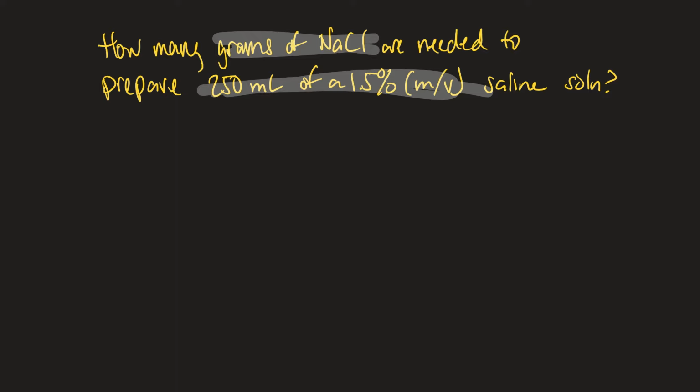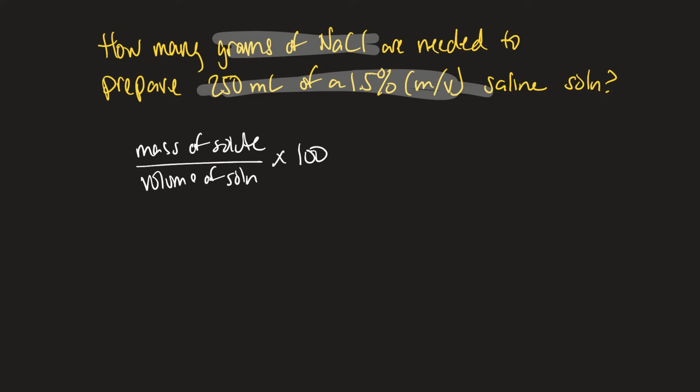Consider the equation itself. Remember, for a mass volume solution, you have the mass of the solute divided by the volume of solution, times 100. So that's this. Let's think about what it is asking for in this case.